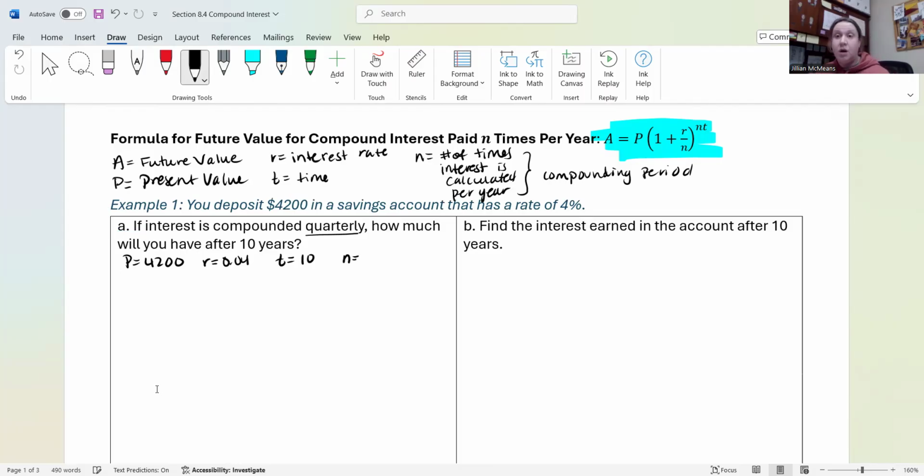And then we have to figure out what our compounding period is. And the compounding period tells us how many times the interest is going to be calculated per year. And if interest is calculated quarterly, there are 4 quarters in a year. So interest is going to be calculated 4 times a year. Therefore, N is equal to 4.